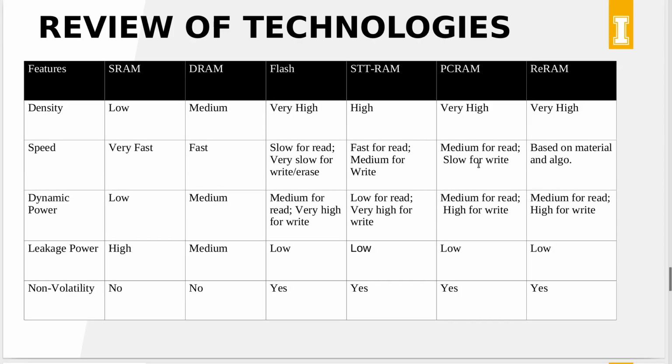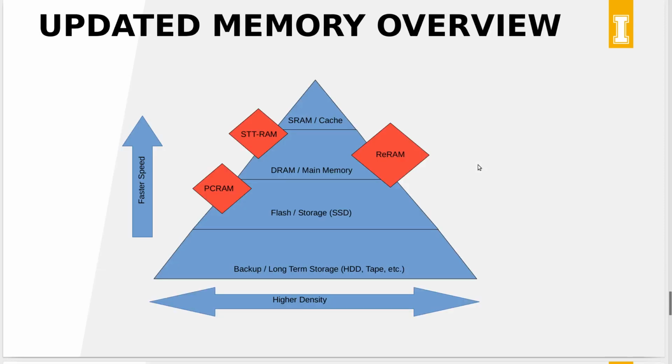A review of the technologies. This is a quick table to review the density, speed, power, both dynamic and leakage, and volatility that is typically based for the devices. There's still a lot of research to be done, and this table can change, but it's a good source of reference to see where these different technologies may augment and support one another, or be able to replace entirely based on the system needs. Finally, we have the updated memory overview to see in a pictorial way what the previous graph was showing of the various speed and densities that these devices can have.